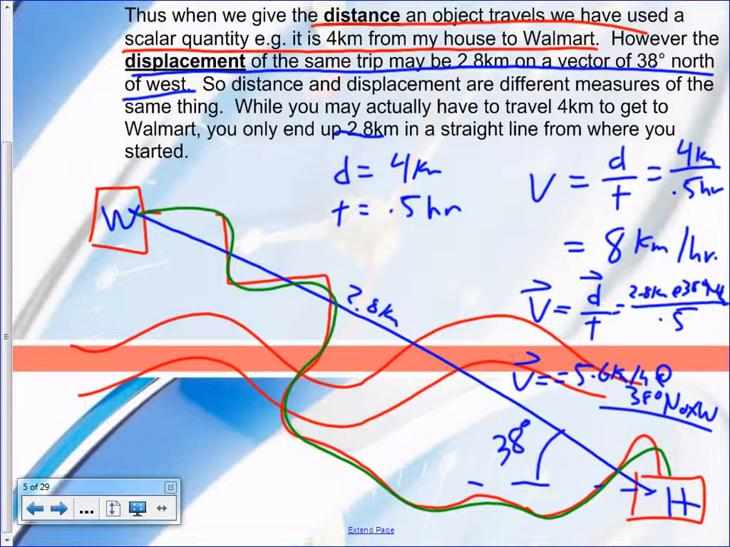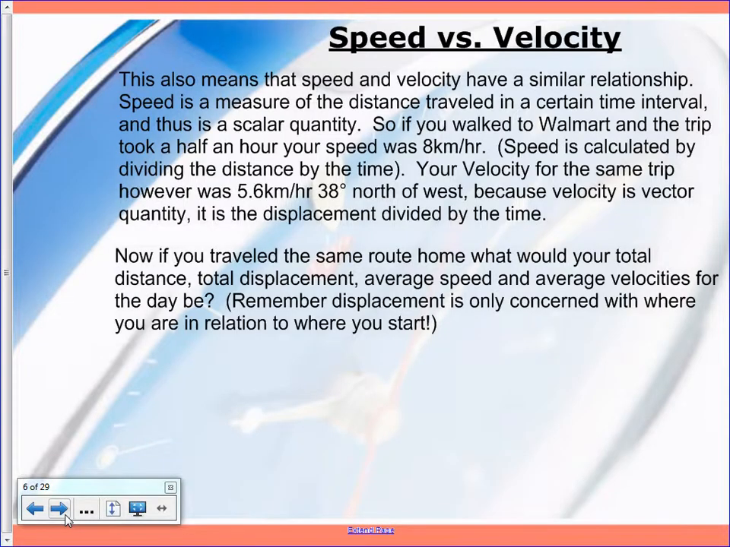Speed and velocity have a similar relationship. Let's say that I did this whole trip where I walked there and back. It took me a half an hour to walk back as well. Is my speed still 8 kilometers per hour? Yeah, because I went 4 kilometers there in a half an hour, 4 kilometers back in a half an hour. My speed is 8 kilometers per hour because my total distance is 8, and my total time is 1 hour. What's my velocity, though, for the whole trip?